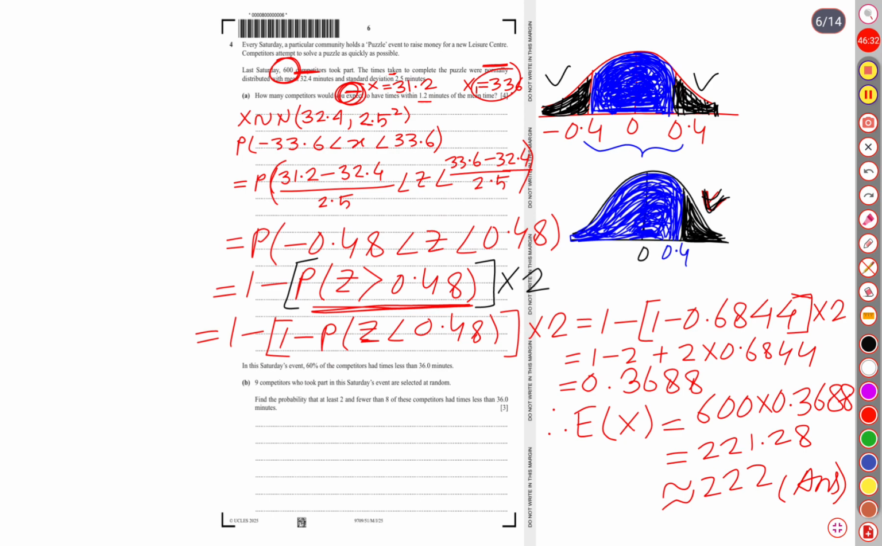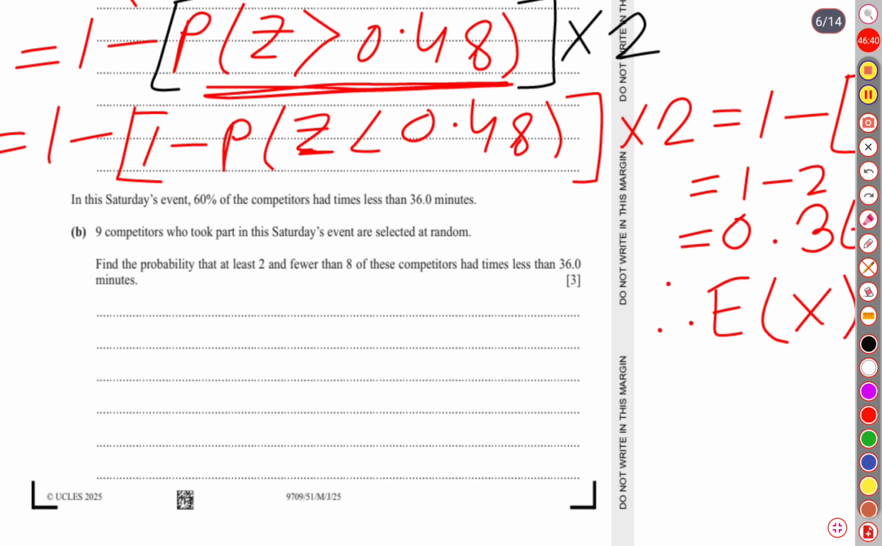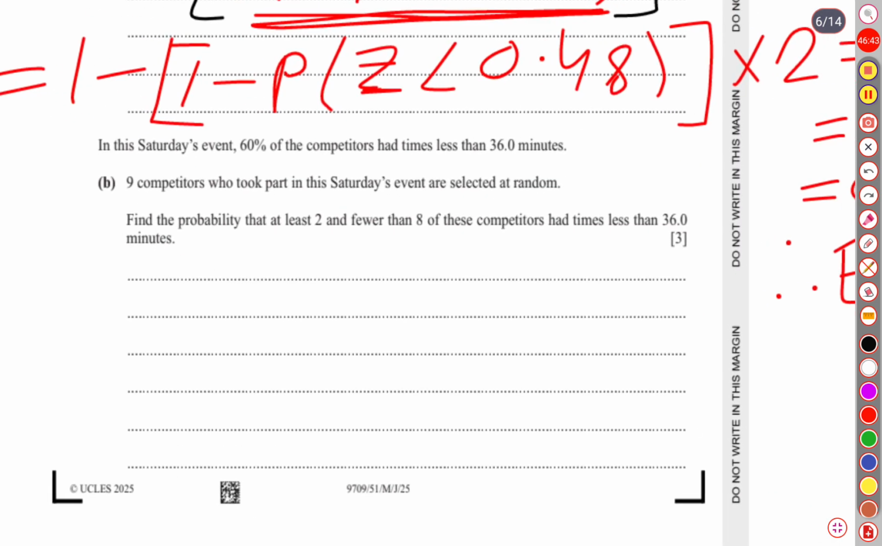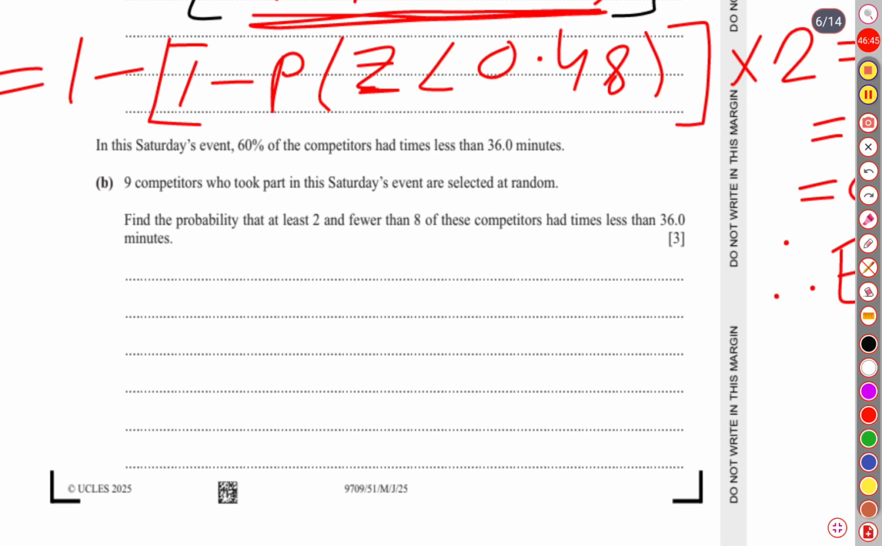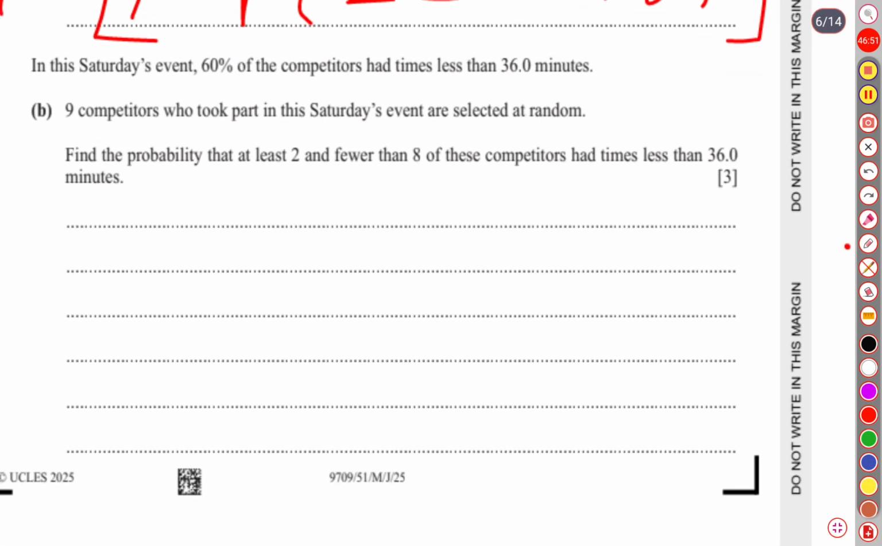Then question number B, the next question, says: in this Saturday's event, 60% of the competitors had times less than 36 minutes. 9 competitors who took part in this Saturday's event are selected at random. So the total number of experiments is fixed, 9 competitors, so it belongs to the binomial distribution. Whenever the total number of experiments is given, it belongs to the binomial distribution.